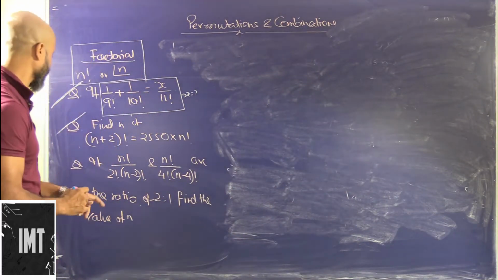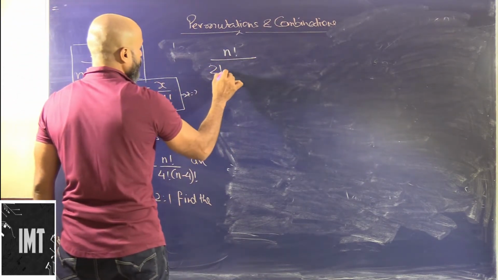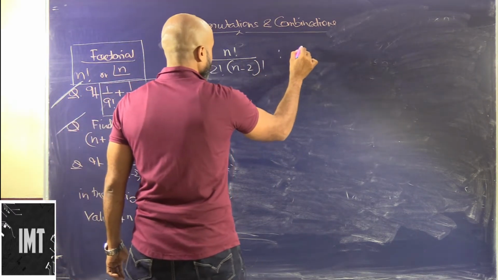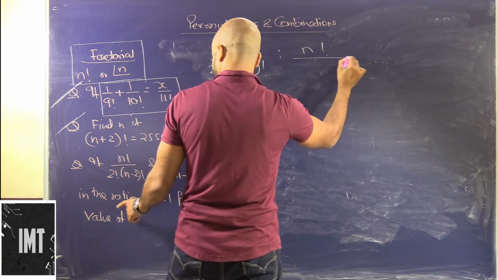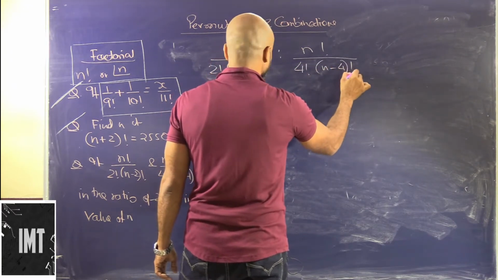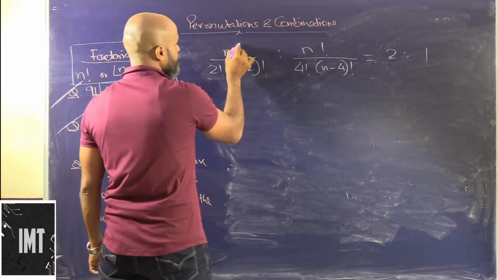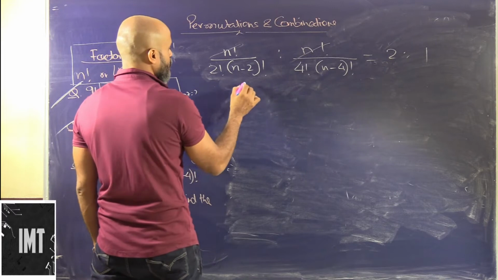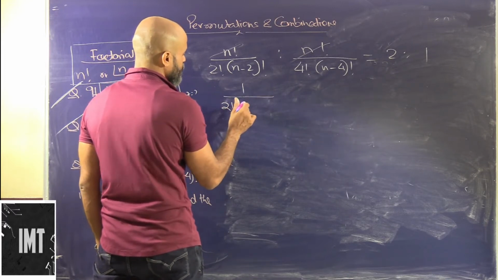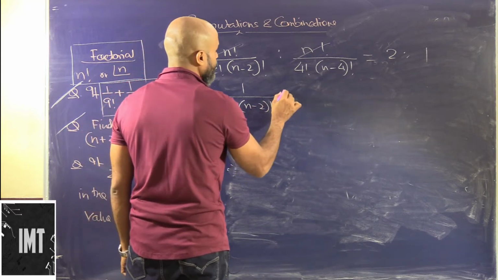Okay, so what we have here is factorial n upon factorial 2 into factorial n minus 2, and the ratio of this to factorial n by factorial 4 into factorial n minus 4. This ratio is basically 2:1. So in this ratio, this and this get cancelled. So what we have is 1 by 2 factorial into n minus 2 factorial.